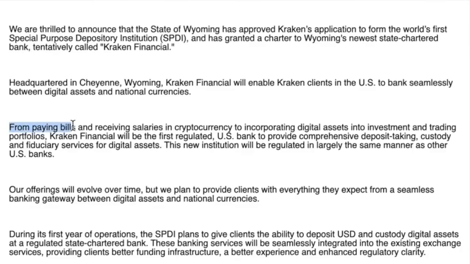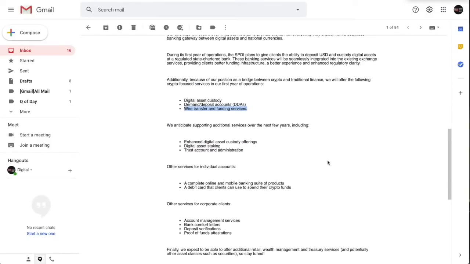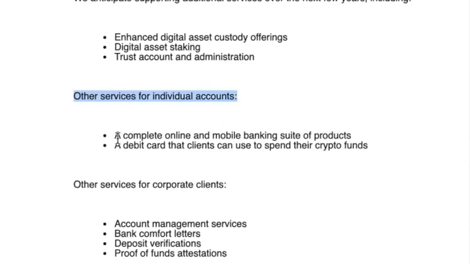And it lays it all out, from paying bills and receiving salaries in crypto to incorporating digital assets into investment and trading portfolios. Kraken Financial will be the first regulated U.S. bank to provide comprehensive deposit-taking, custody, and fiduciary services for digital assets. And then scrolling down, additionally, because of our position as a bridge between crypto and traditional finance, we will offer the following crypto-focused services in our first year of operations. So digital asset custody, demand deposit accounts, DDAs, wire transfer, and funding services. And here's the big one, other services for individuals' accounts, a complete online and mobile banking suite of products, which includes a debit card that clients can use to spend their crypto funds.